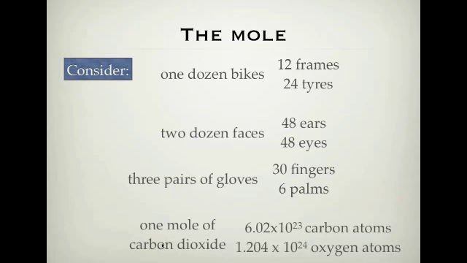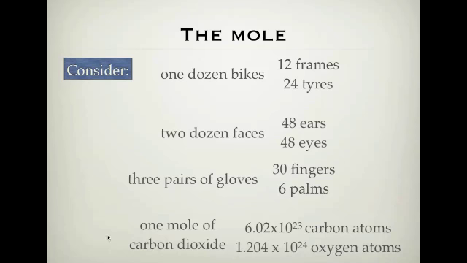1 mole of carbon dioxide means you have 6.02 times 10 to the power of 23 carbon atoms, and 1.204 times 10 to the power of 24 oxygen atoms. Because remember, 1 mole is 6.02 times 10 to the power of 23. Because carbon dioxide is CO2, just like in a bike, you've got 1 frame, 2 tires. In carbon dioxide, you've got 1 carbon and 2 oxygens. So you're counting in amounts of things.